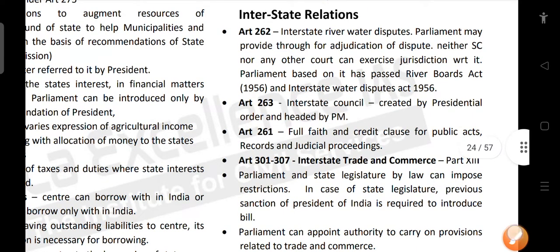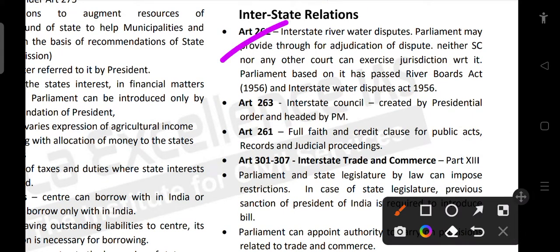Article 262 talks about interstate river water disputes. Parliament may provide for adjudication of disputes. Neither the Supreme Court nor any court can exercise jurisdiction with respect to it. Parliament based on it has passed the River Boards Act 1956 and the Interstate Water Disputes Act 1956. So it has formed two acts in 1956: one is River Boards, the other is Interstate Water Disputes.